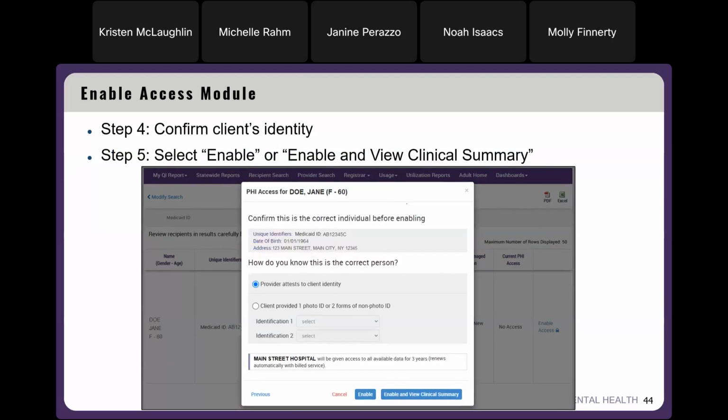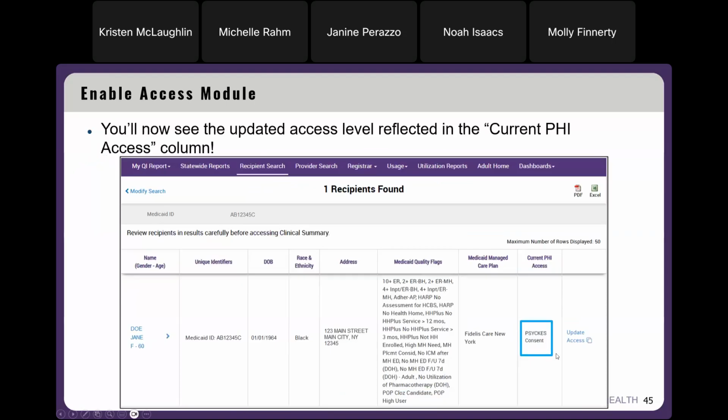And then I have my next option of enable or enable and view clinical summary. So if I enable, that just brings me right back to recipient search. But if I hit enable and view clinical summary, that's going to bring me right into the clinical summary. So now you can see that the current PHI access before was no access. Now it's PSYCKES consent.